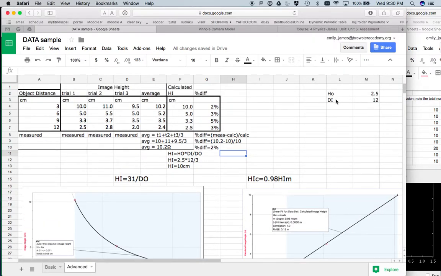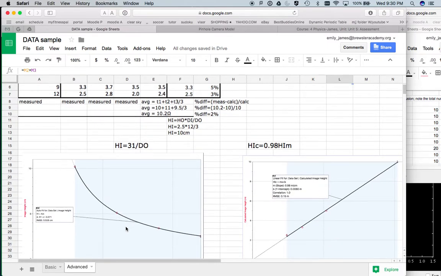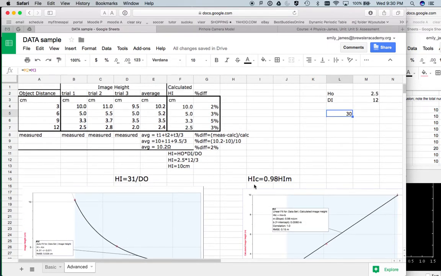Well, on our table we see that ho equals 2.5 and di equals 12. So if I multiply those together, I get 30. 30 looks an awful lot like 31. Therefore, our equation is a success.